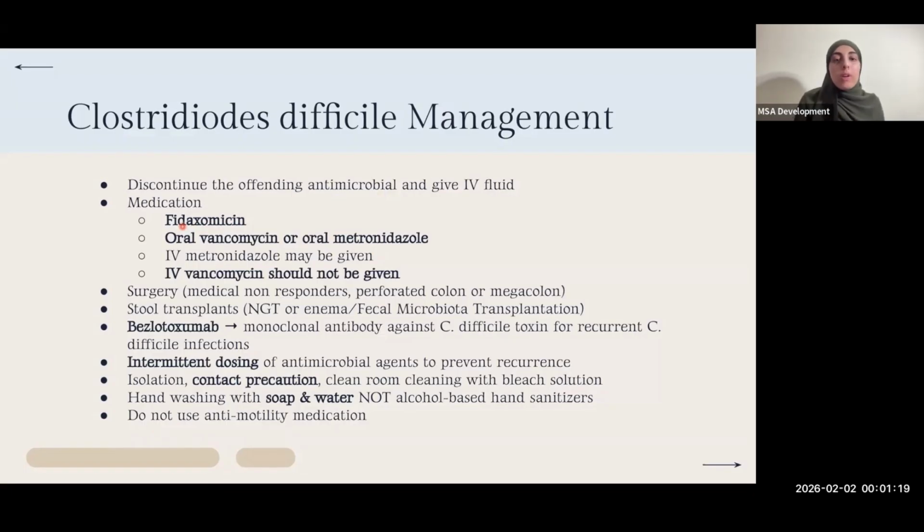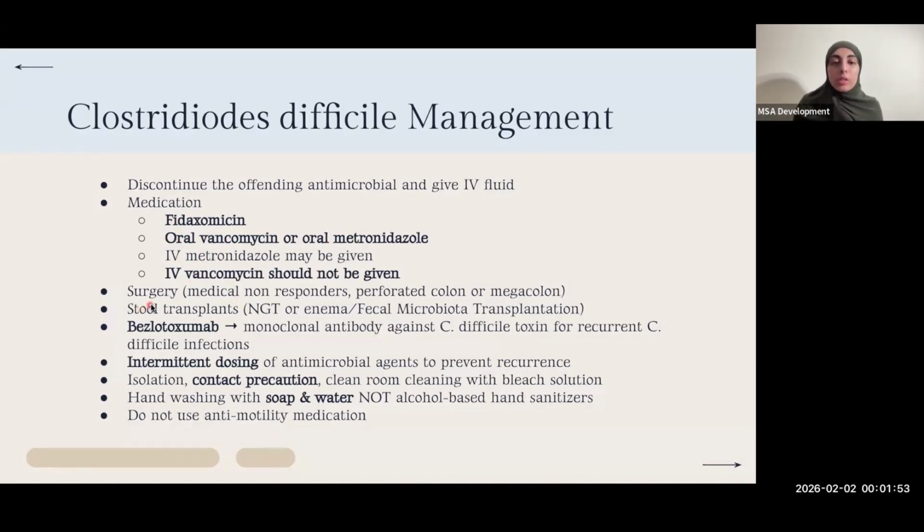But not IV vancomycin. Don't give IV vancomycin for C. diff because if you give it IV, it will not even reach the GI tract, okay? It will not be helpful. Metronidazole, you can give it either orally or IV because even if IV, the molecule of metronidazole can reach the GI. Vancomycin can't if you give it IV. So, fidaxomicin, oral vancomycin, oral metronidazole, IV metronidazole. Okay, but don't go for IV metronidazole as first option. It's either one of these two, okay?